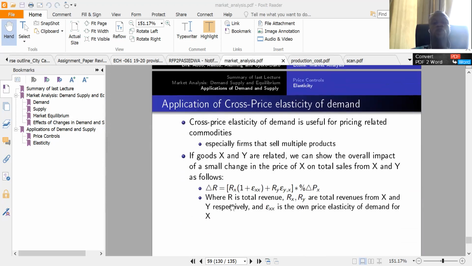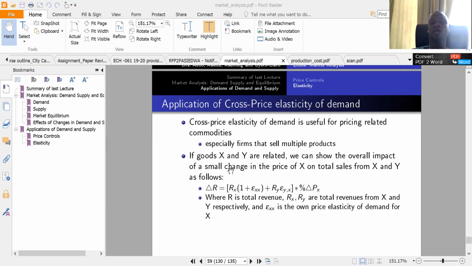All right. So let's take an example of how we apply this. If good X and Y are related, we can show the overall impact of a small change in the price of good X on total sales from X and Y. So if you increase the price of, say, Ideal Milk, what happens to the demand for Peak Milk? And at the end, because you own the supermarket, the important thing is what happens to your revenue. Okay. So we will go through an example so that that becomes clearer.